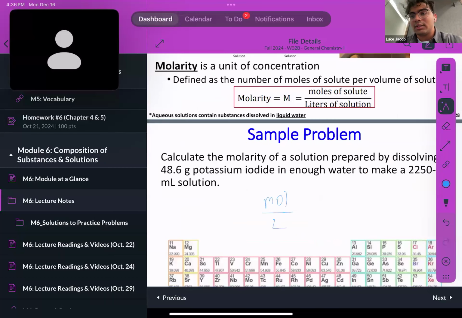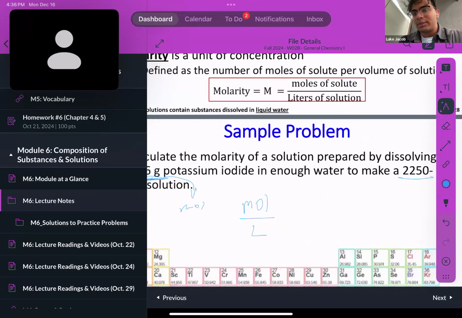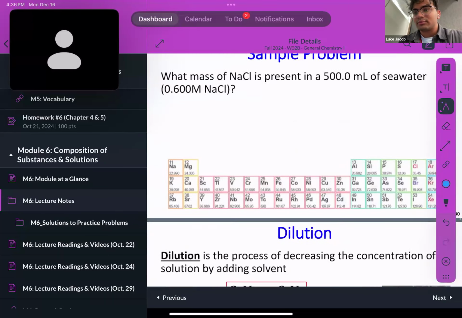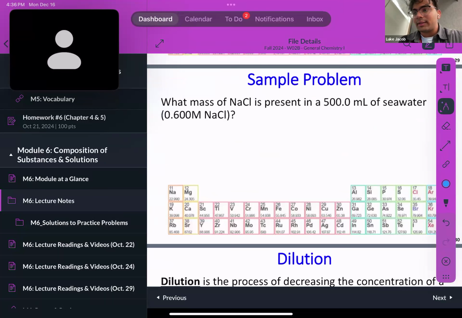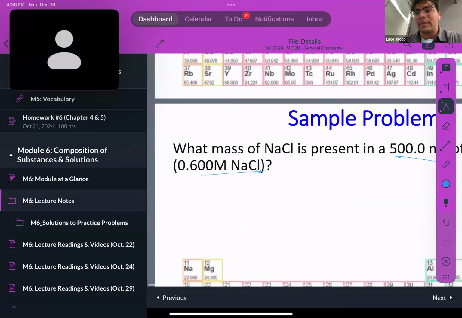So in this question, you're just going to convert this to moles, and convert this 250 milliliter solution to liters. We know that 1,000 milliliters equals 1 liter. Okay, and then same thing with this. Now what we're doing is using the molarity to convert that.